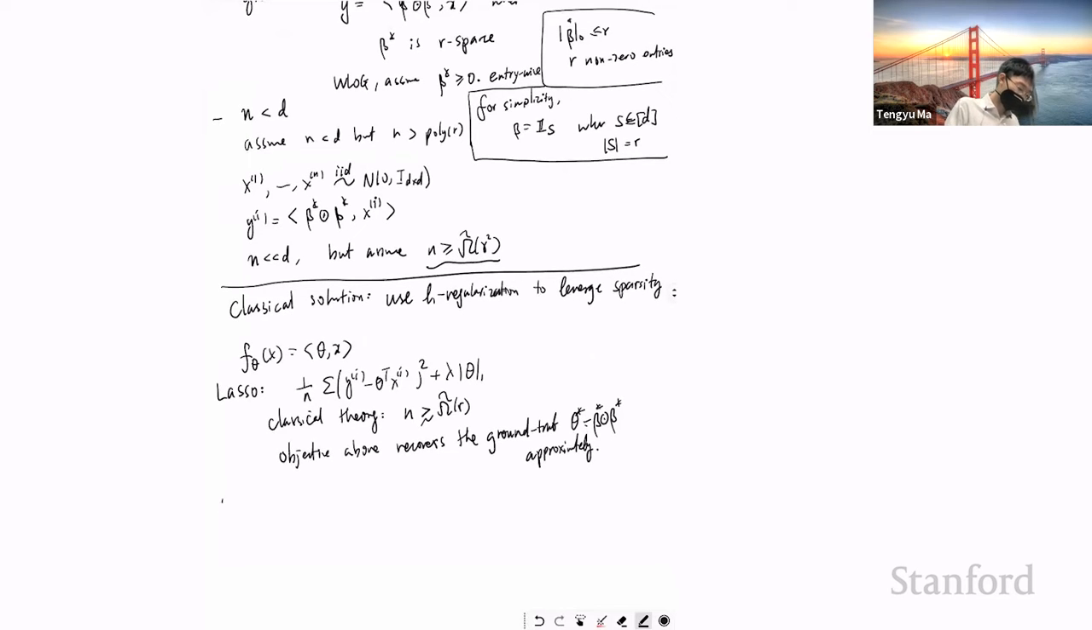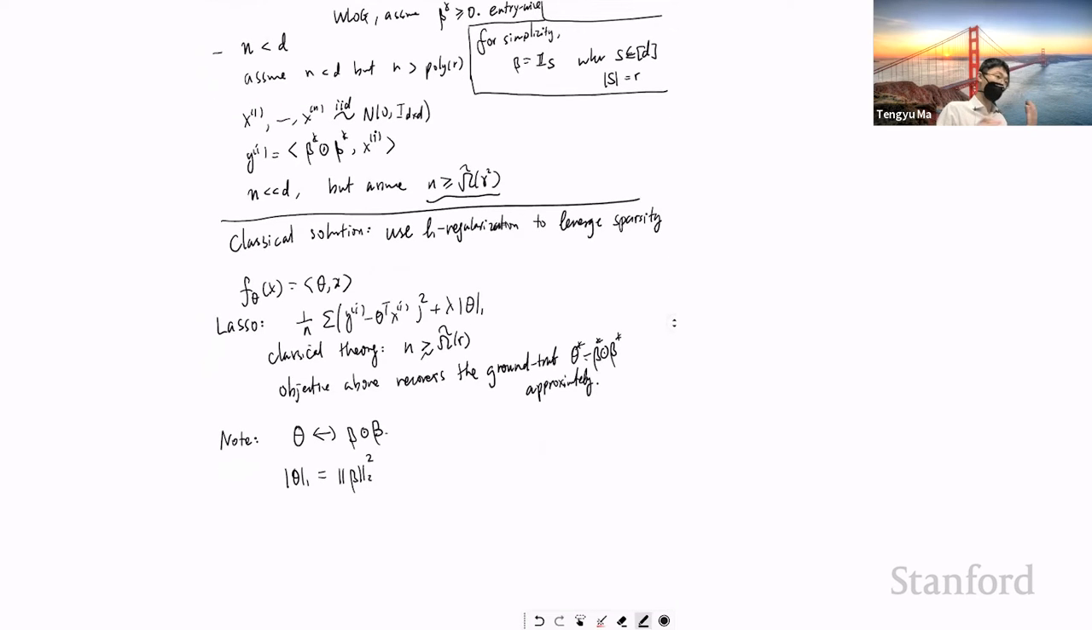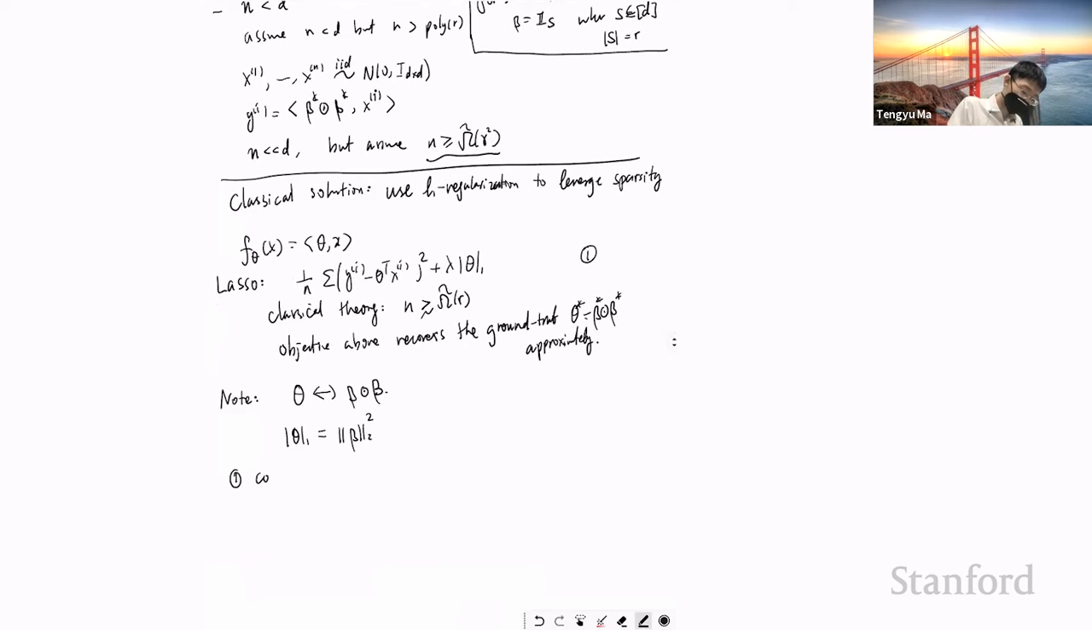Another thing to note is that the relationship between beta and theta is that theta corresponds to beta dot beta, the entry-wise square. So then the 1 norm of theta equals the 2 norm square of beta. The 1 norm of theta is the sum of entries of theta, which equals the sum of beta i squares, which is the 2 norm square of beta. So basically, if you do the quadratic one, you should regularize the L2 norm, right? So this objective corresponds to an L2 regularized objective.